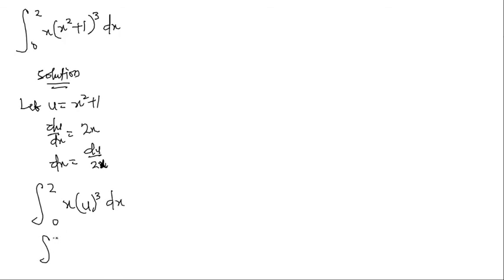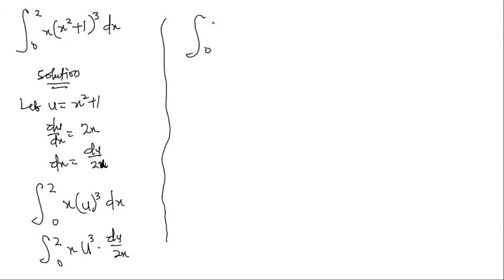Okay, so this is x u cube multiplied by du on 2x. Okay, so from here we have the integral from 0 to 2. I can write this whole thing as x on 2x multiplied by u cube du. Okay, so the x will cancel, it means I have half over it, so I'll bring the half outside. The integral from 0 to 2 of u power 3 du.